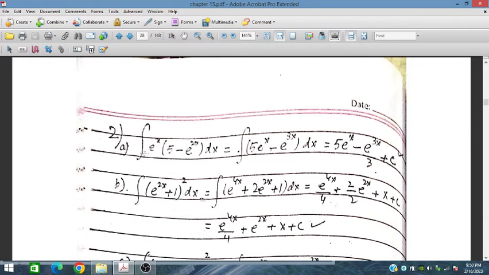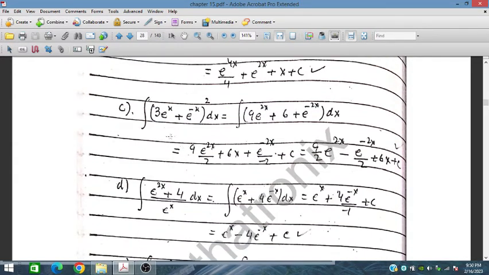Now in the second part we have e^x times the bracket (5 minus e^(2x)) dx, and we multiply e^x with each term and expand it like this. Now for the term 5e^x, and for the term e^(3x), we get e^(3x) divided by 3 plus c. Similarly for part c, we have (3e^x plus e^(-x)) whole square dx.